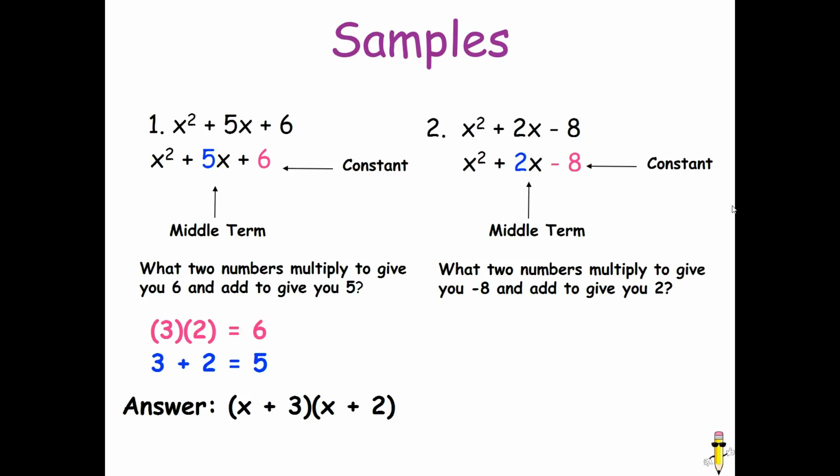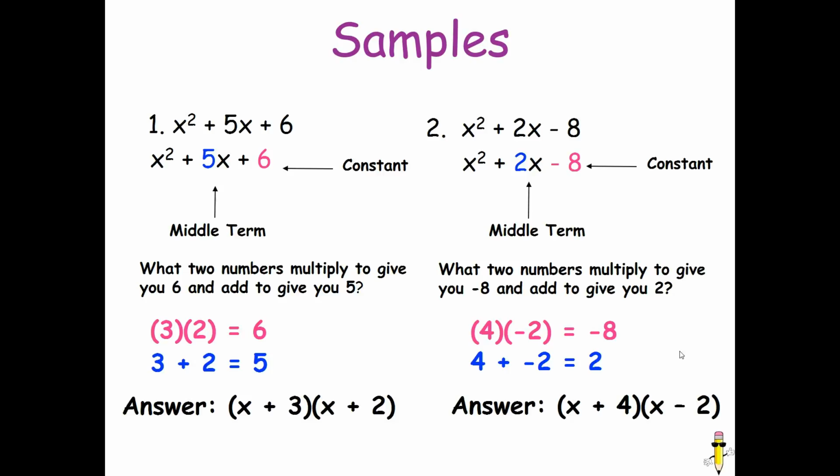So what two numbers give me negative 8 but also give me 2? Well, that's going to be 4 and then negative 2, which makes sense because if I have 4 and I add a negative 2, I'm really writing that as 4 minus 2, which gives me 2. So my binomial is going to look like x plus 4 and x minus 2.